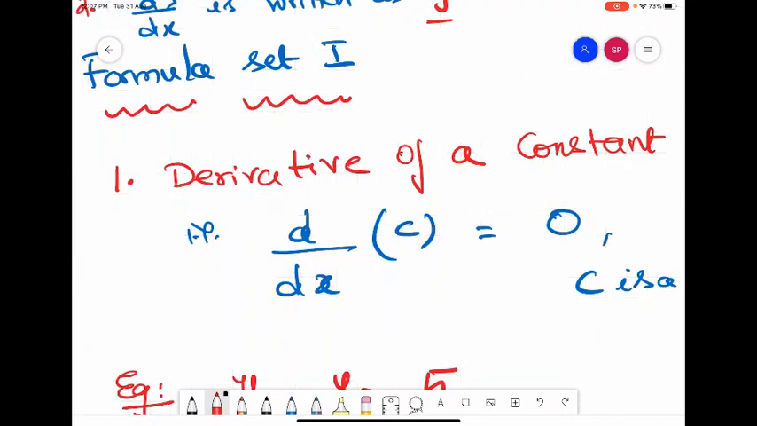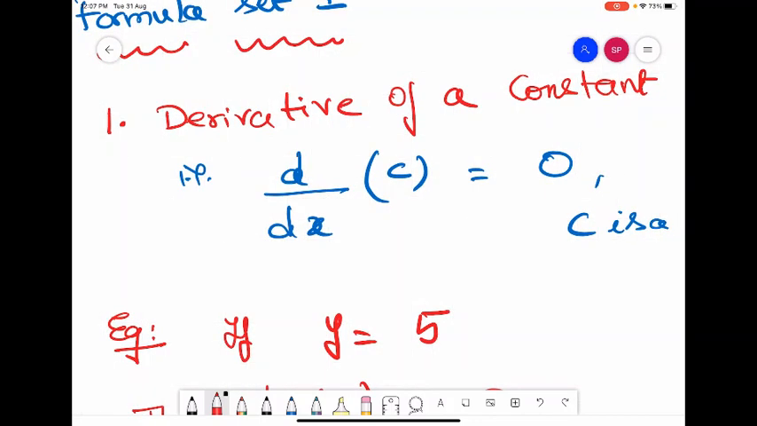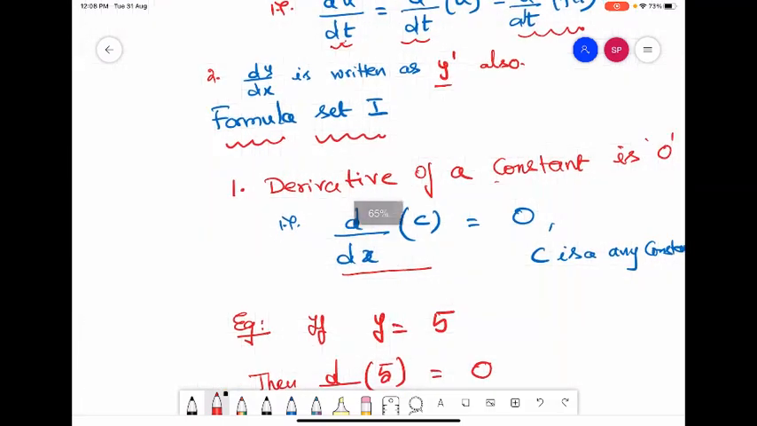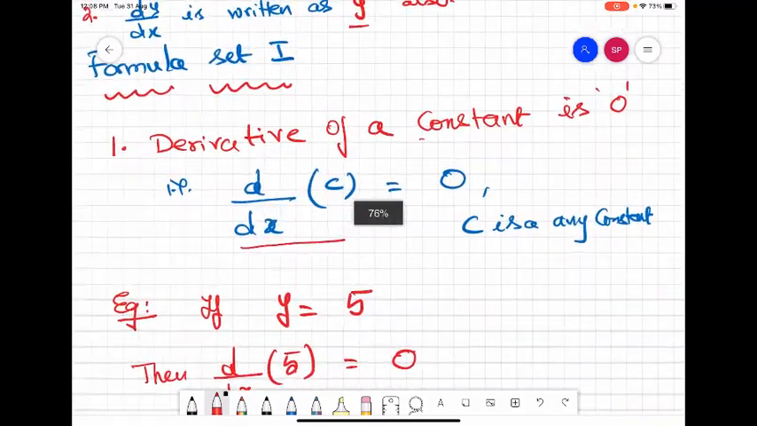Let us see how we solve the basic problems of differentiation using these basic formulas. The first one is the derivative of a constant. If a function is a constant, what are constants? Numerical values: 5, 10, minus 10, 100, any numerical values. Then d by dx of c is equal to 0, where c is any constant.